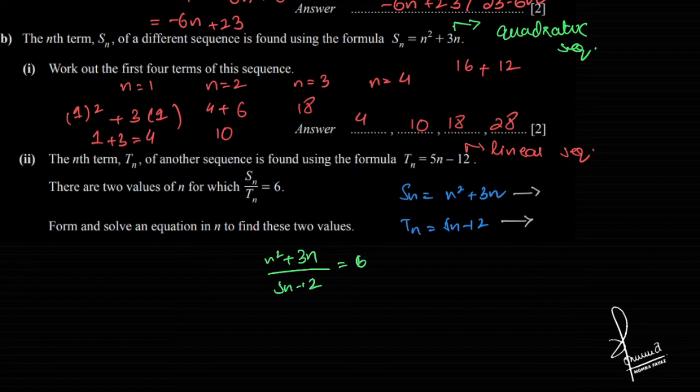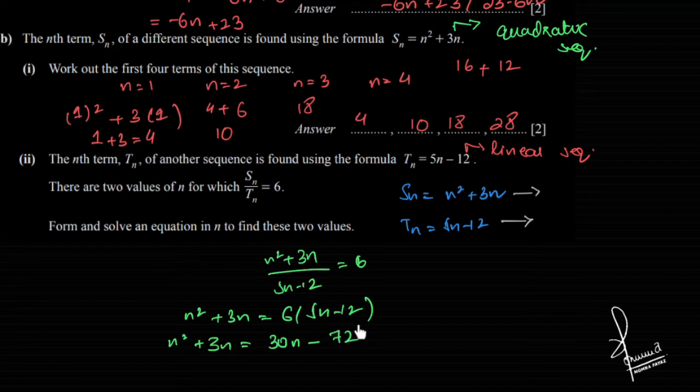And this should equal to 6. Now I'm going to cross multiply into 5n minus 12. N square plus 3n is equals to, open the bracket, 6 5s are 30n minus 12 into 6 is 72.